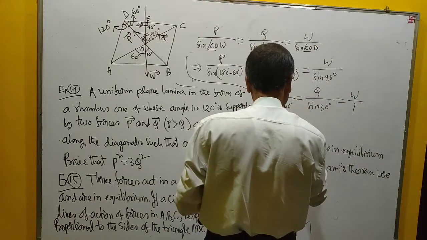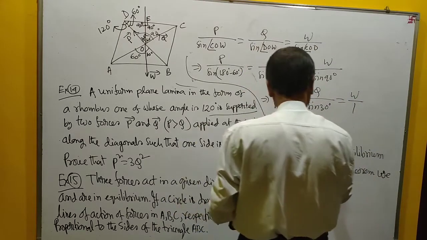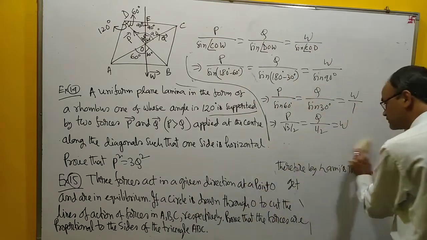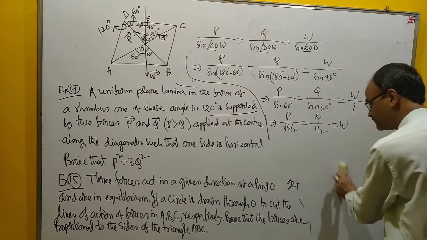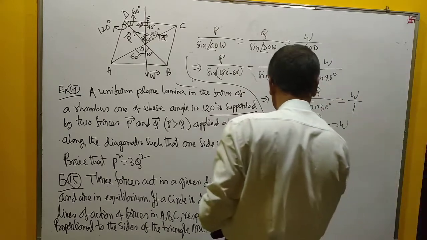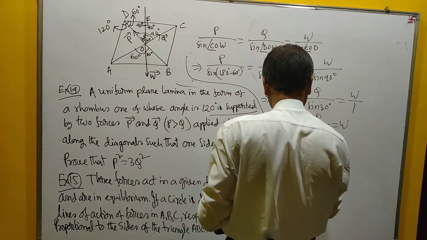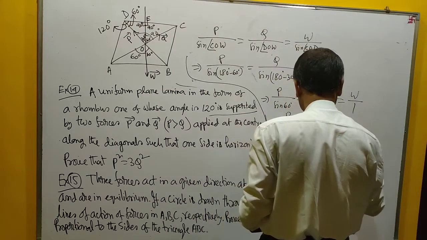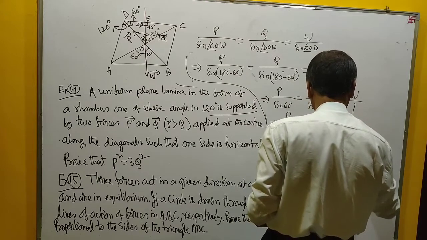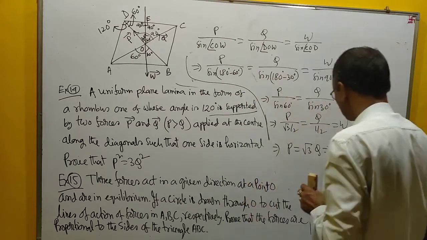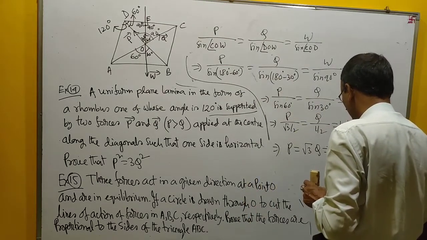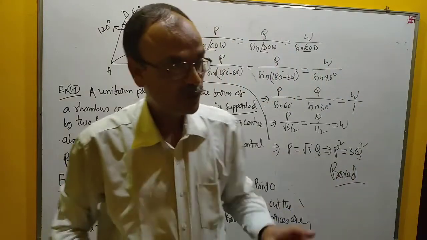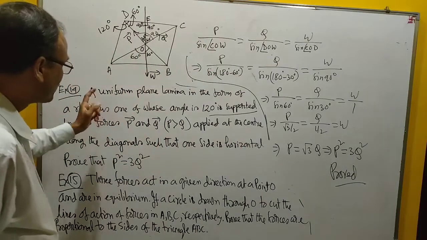This means P divided by root 3 by 2 equals Q divided by 1 by 2 equals W. This means the 2 will be cancelled. P equals root 3 Q, which means P square equals thrice Q square. P square equals thrice Q square, proved. P is greater than Q, P square is equal to thrice Q square. We have proved this problem also.